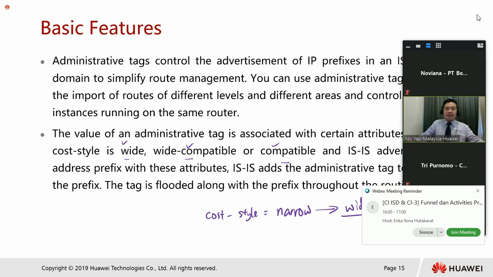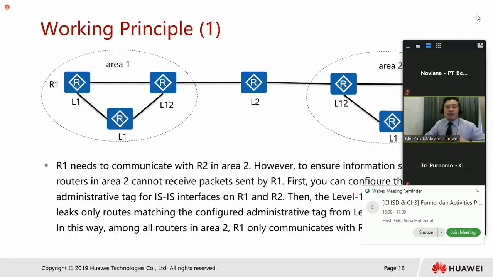When you configure ISIS, the second step we perform after the network entity is to change the cost style to wide cost style. That is what we normally perform on the basic features here. And next, on the working principle, how it is defined from here.